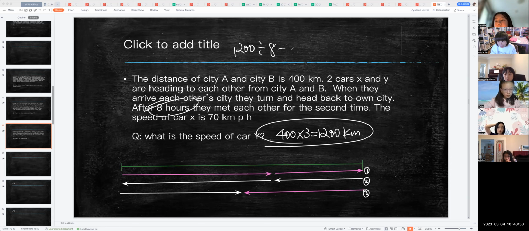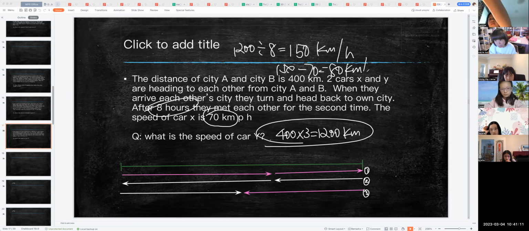1,200 divided by 8 equals 150 kilometers per hour. That is the speed of both car X and car Y. And we already know car X is 70, so car Y is 150 minus 70 equals 80 kilometers per hour. Get it?